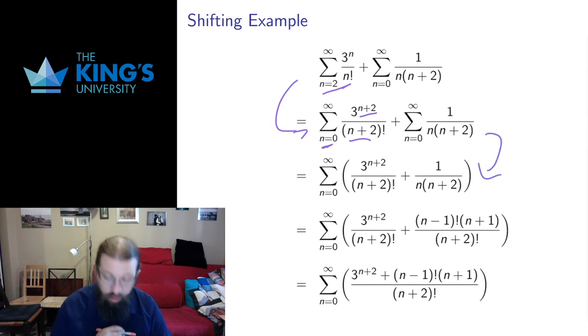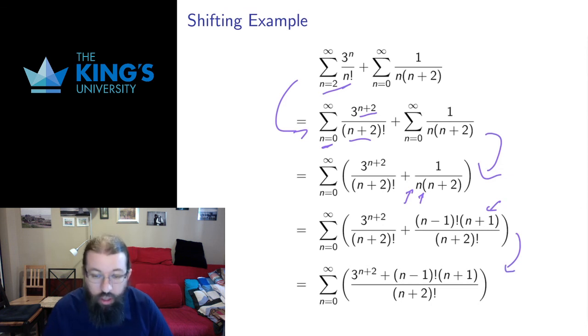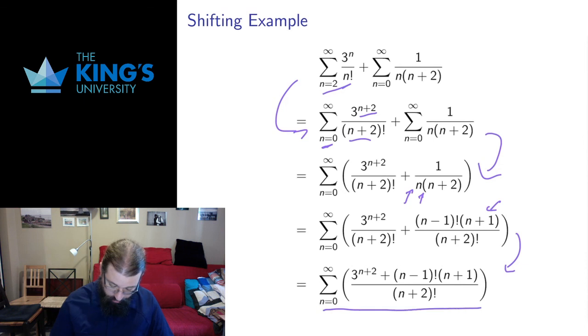So now I can combine them with linearity into one sum. And from there I can go to a common denominator. The common denominator here is going to be n plus 2 factorial. In order to get there, I have to multiply by n plus 1 and all the numbers less than n, which is n minus 1 factorial. So that's where I get this numerator. When I go to common denominator, I can just write this as a single sum after I've shifted and done some factorial common denominator tricks. And this may be a much nicer way to work with this sum for a variety of reasons.